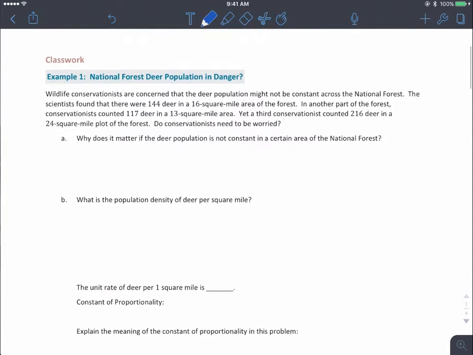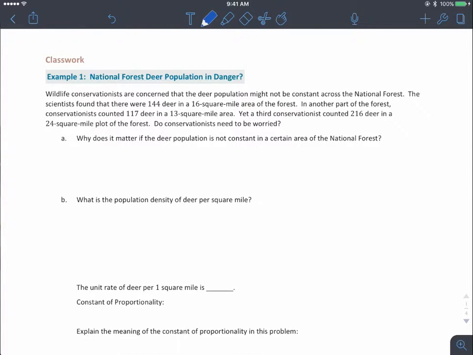Okay, so our first example deals with our deer population in a particular national forest. The wildlife conservationists are concerned that the deer population may not be constant across a national forest. The scientists found that there were 144 deer in a 16 square mile area of the forest. In another part of the forest, conservationists counted 117 deer in a 13 square mile area. Yet another conservationist counted 216 deer in a 24 square mile plot of the forest. All right, do conservationists need to be worried?